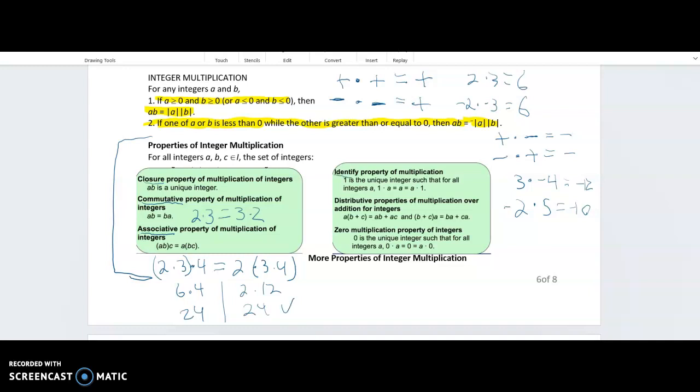The identity property for multiplication: if you take a number and multiply it by 1, so 12 times 1, I still have the same identity. Nothing's changed. I get the same number. 12 times 1 is 12.